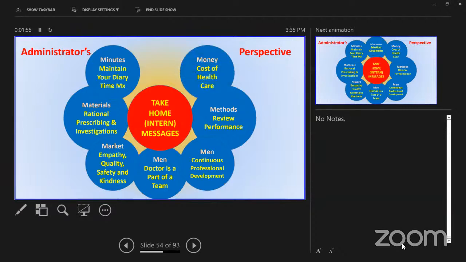Review your performance as always. Then cost of healthcare is important, especially in this kind of scenario. Think about the cost of providing healthcare always, because these days it's very hard to maintain the health system, I know that. Then medical documentation is very important. I'll give a brief overview of those aspects in coming slides.